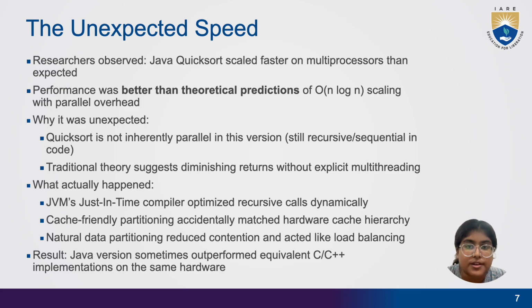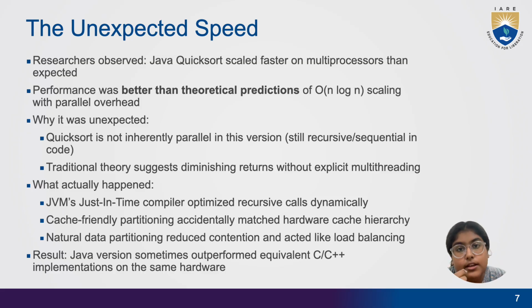Because according to theory, a sequential quicksort should not gain much from additional processes. The overhead of managing threads, caches, and memory usually cancels out any small benefits. But in practice, several factors combine to create an advantage. JVM's just-in-time compiler was optimizing recursive calls dynamically, turning them into efficient machine code.